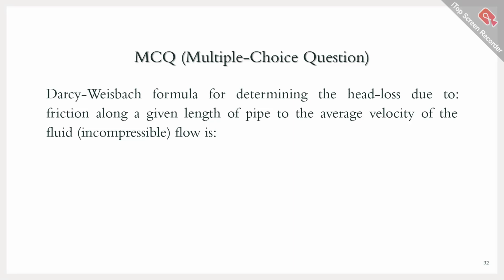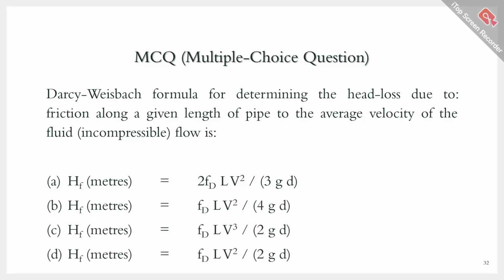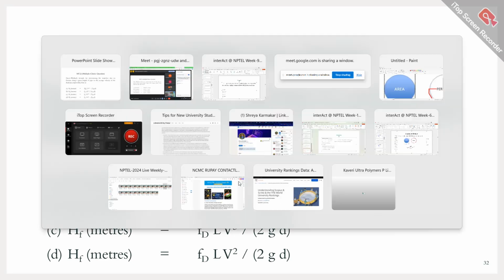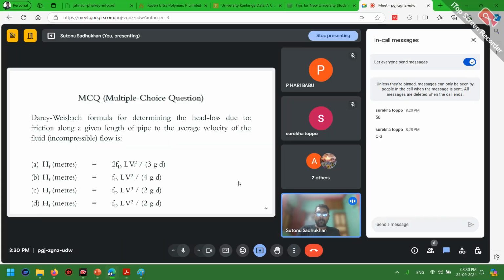So the Darcy-Weisbach formula for determining the head loss due to friction along a given length of pipe to the average velocity of the incompressible fluid flow is option A, option B, C and D. There are 4 relations given. In the last class, we solved a problem based on Darcy's equation.